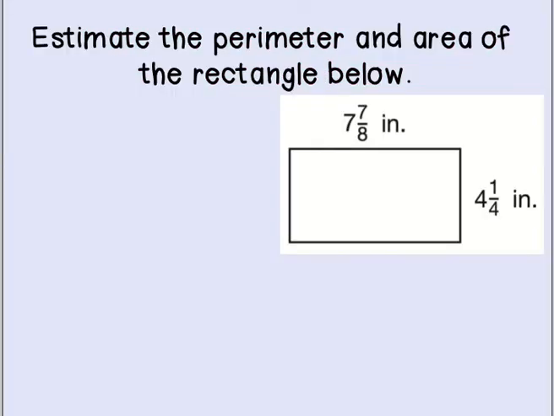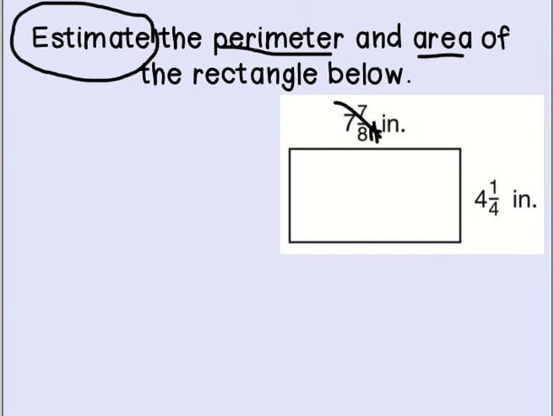Finally, this problem says estimate the perimeter and area of the rectangle below. Remember that our key word here is estimate. That means that we should round first and then do what the problem asks us to do, which is we're going to find the perimeter and the area. So let's look at our first fraction, 7 and 7/8. If I multiply 7 times 2, I get 14. I know that 14 is bigger than 8. That means that instead of 7 and 7/8, I'm going to round up to 8.